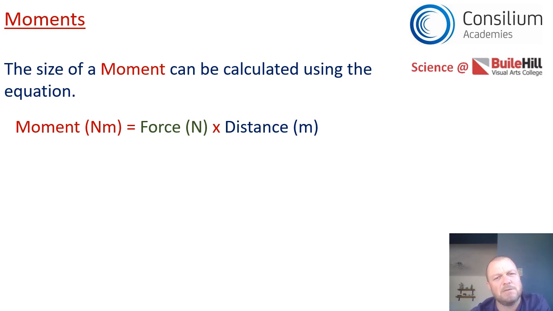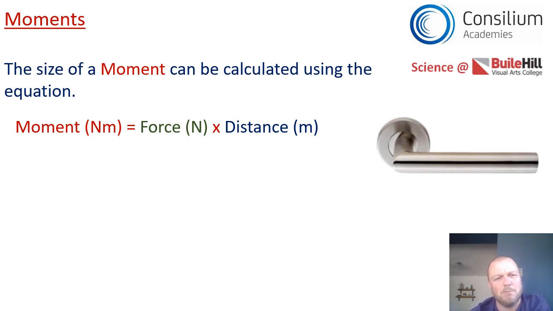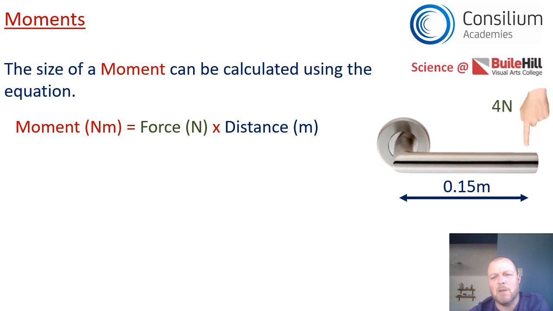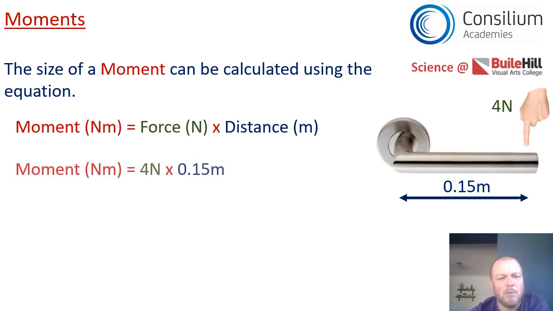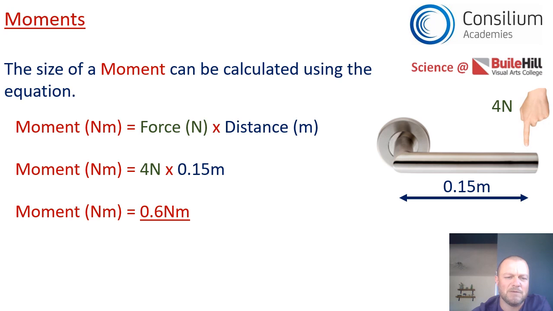So if we go back to the door handle and we think of position B, the distance from the pivot was 0.15 meters, 15 centimeters. And the force that we applied, we'll say, is 4 newtons. So we can calculate the moment really simply. The moment would be equal to 4 newtons, which is the force, times the distance, which is 0.15 meters. And if we put that in the calculator, we get a moment of 0.6 newton meters. Really simple equation to use.